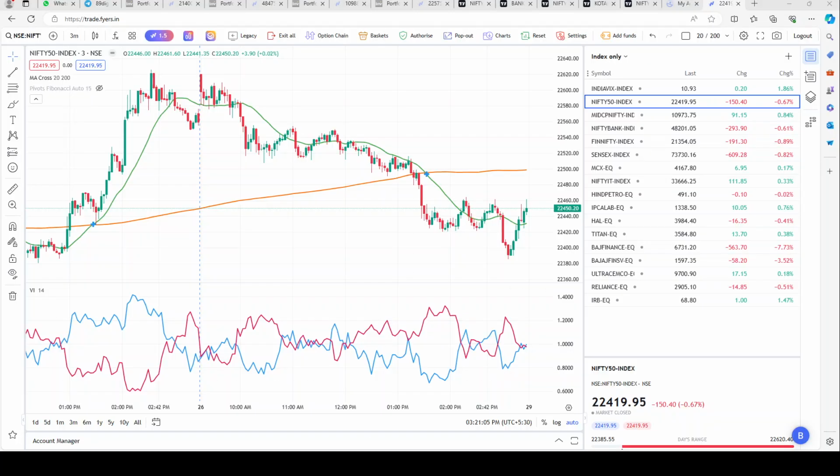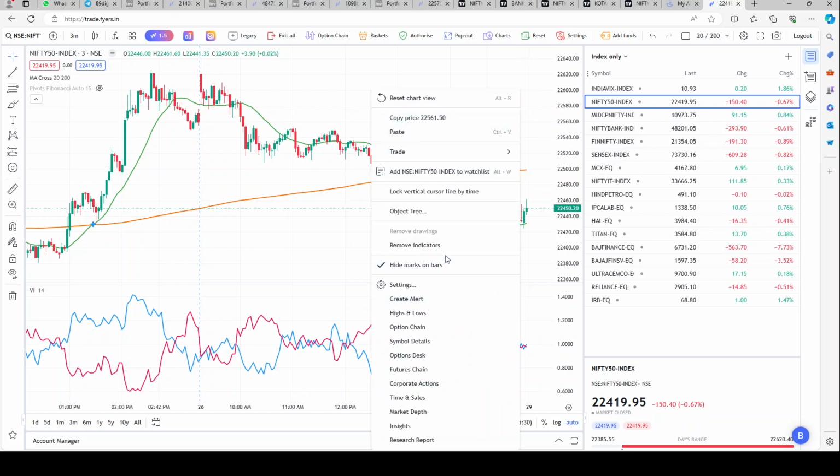So I'm first using my pairs platform. The setup is already on my screen. This setup is called 20 by 200. It's been discussed in the past as well. I'll just go ahead and discuss this once again so that we all are on the same page. All right. So what I'll do first is I'll remove all indicators.